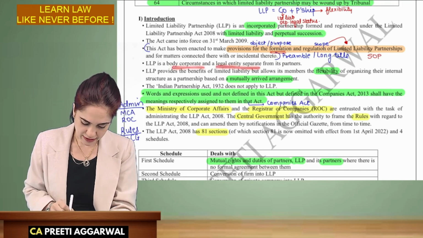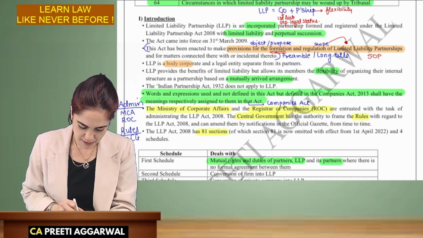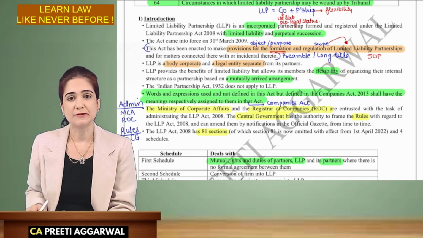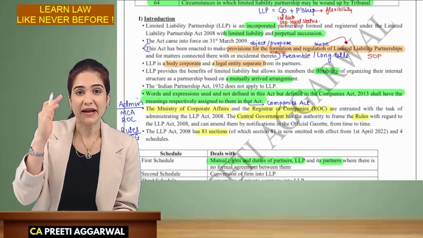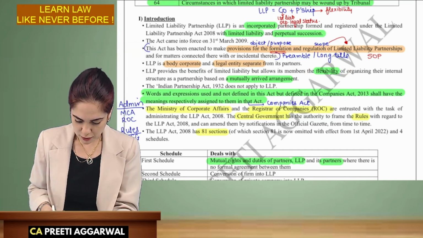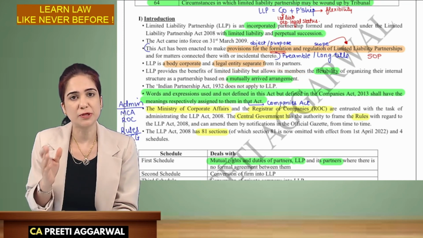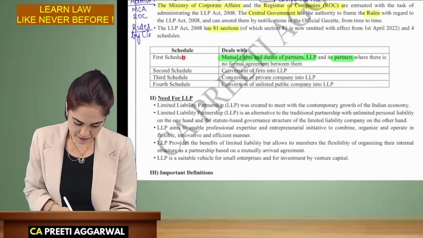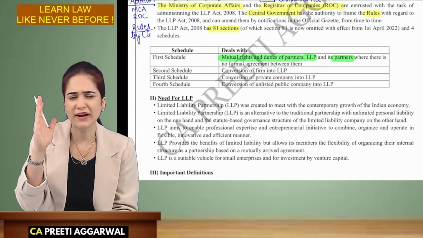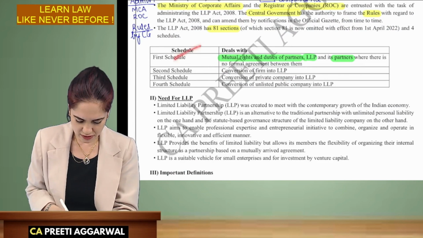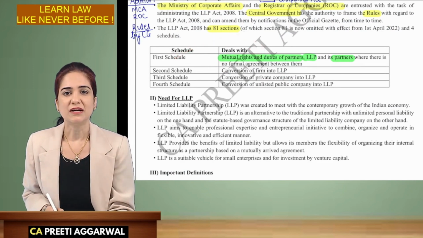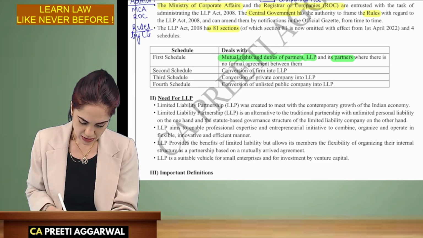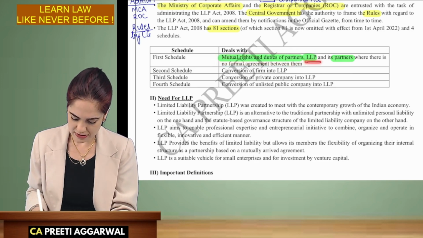It is a body corporate with separate legal status. So it is a body corporate having a separate legal identity of its own, but it also offers flexibility. You can have your own internal structure through a mutually arrived arrangement. This is the partnership deed. If the LLP does not have a partnership agreement, then the first schedule will apply. Like we had model memorandum and model articles, similarly over here also the first schedule will apply, which lists the mutual rights and duties of the partners, LLP and partners.